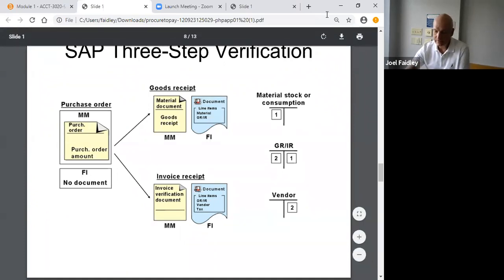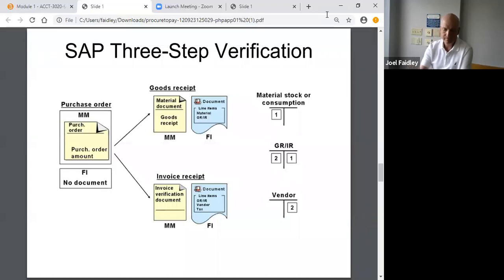SAP, three-step verification. I love that. Look at the purchase order over here. MM, that's probably just the two-digit code, the transaction code that SAP uses. But they've got the purchase order, and look what's going on with that purchase order. It's being matched. See the lines being drawn there? It's being matched to the goods receipt and also the invoice receipt. Three-way match. Purchase order, goods receipt, invoice receipt. Three-way. Three-step verification.